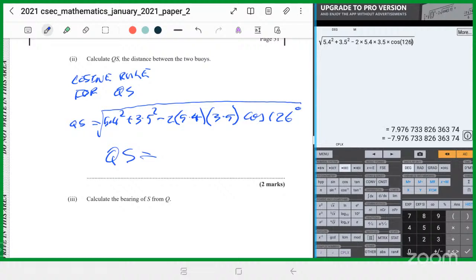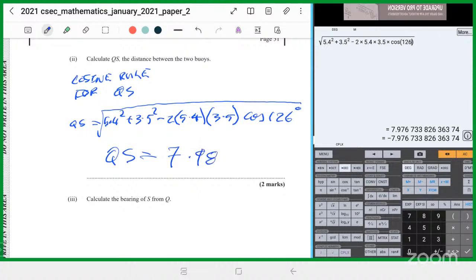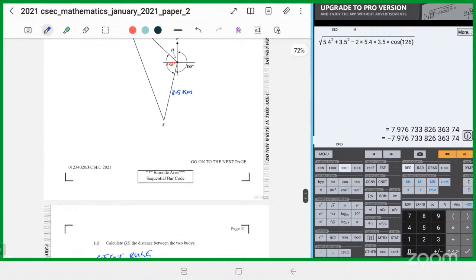That gives us 7.98 kilometers. It's kilometers.